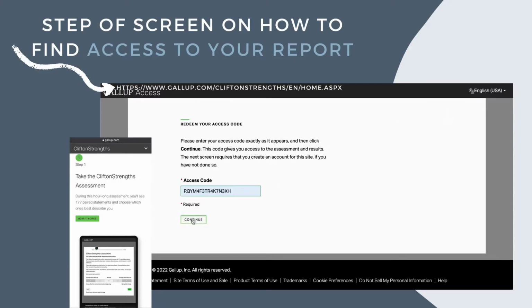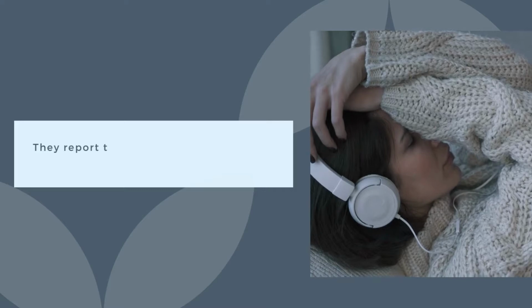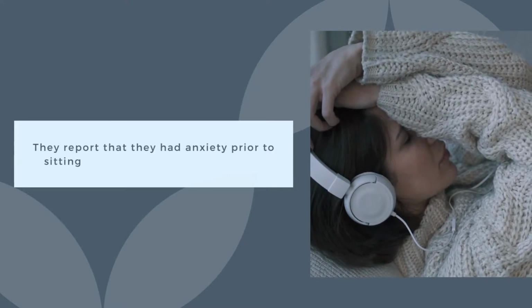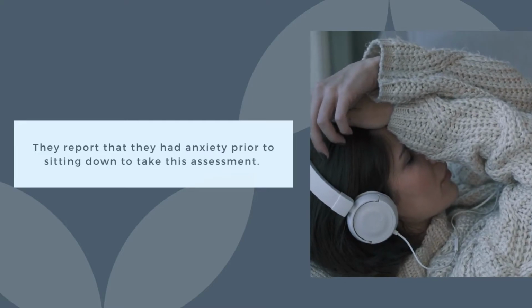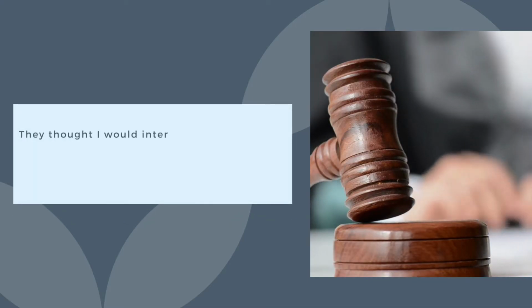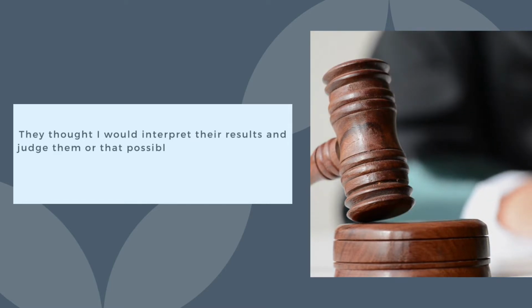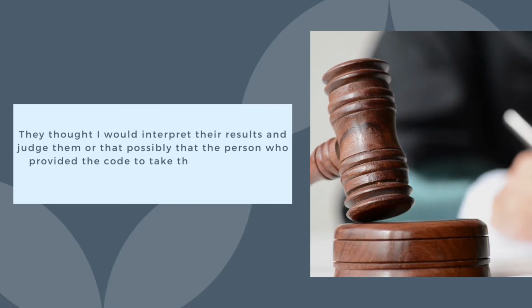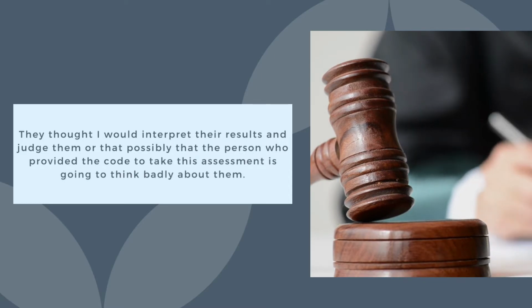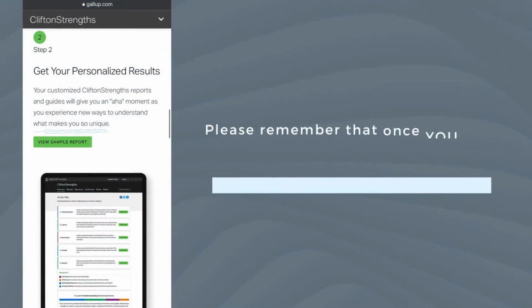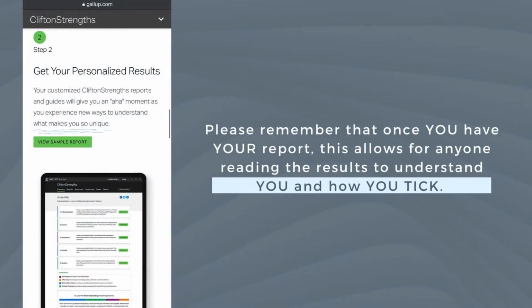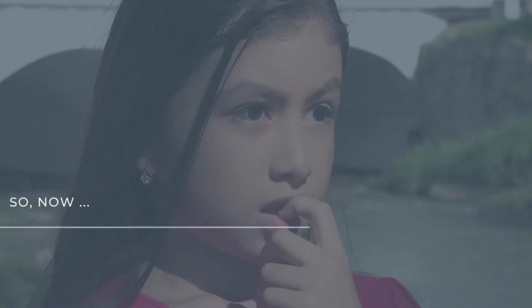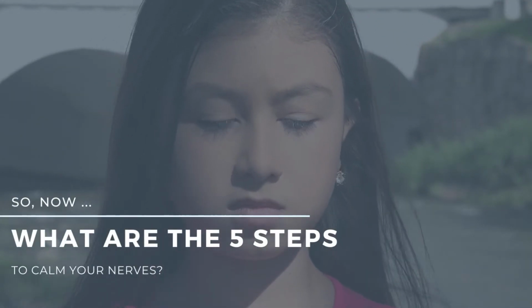Before we jump into the 5 steps, I wanted to give you some feedback that I get from the most confident high achievers. They report that they've had anxiety prior to taking this assessment. And additionally, many people report that they thought I would interpret their results or judge them badly, or possibly the same for the person that gave them the code, that they might think badly upon the person's assessment and results. But please remember that once you have your assessment, this allows for anyone reading the results to understand you and how you tick. And this knowledge not only has been tested for decades, but is used in 90% of the Fortune 500 companies. So, now, what are the 5 steps to calm your nerves prior to taking this assessment?